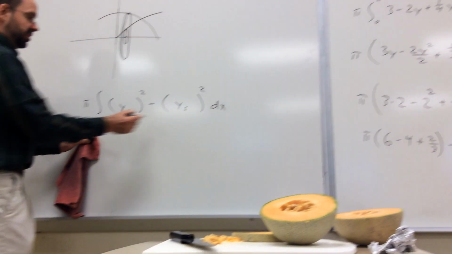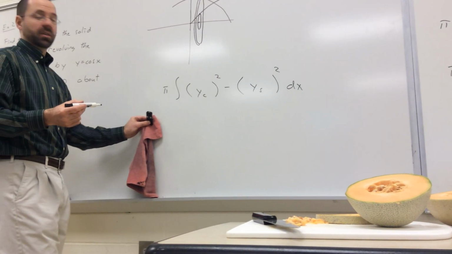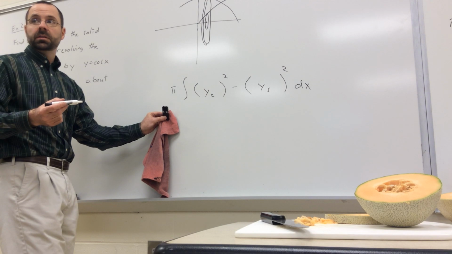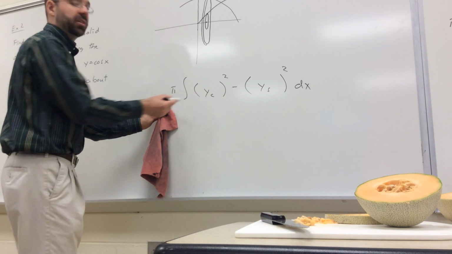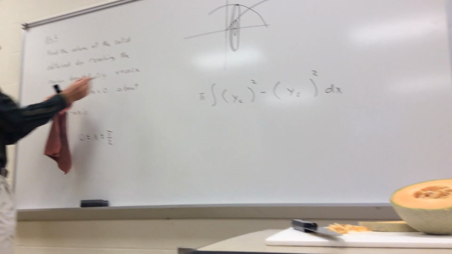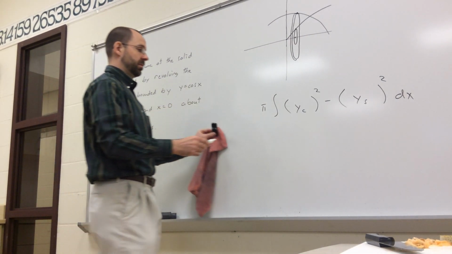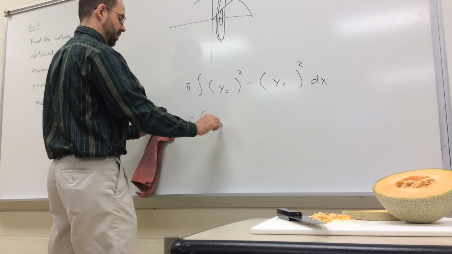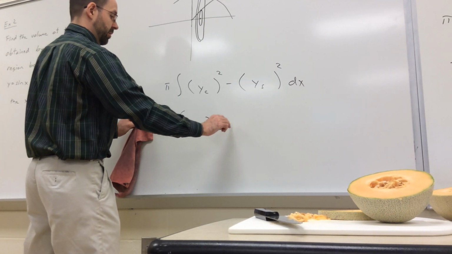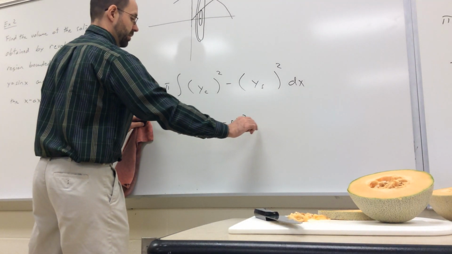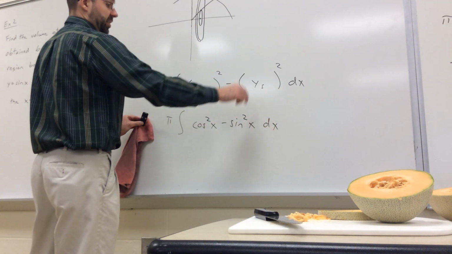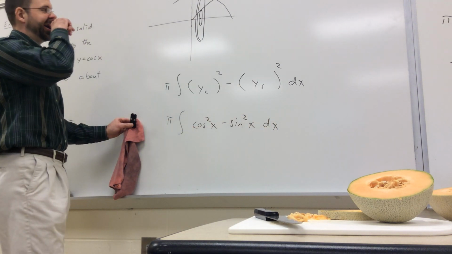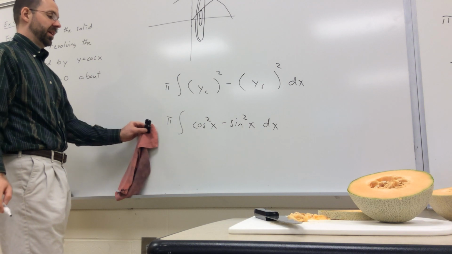Okay, so this is the y on cosine and this is the y on sine. Everybody okay with that? So the y value on cosine is obviously cosine of x, right? So that would be cosine squared minus sine squared. The y value on sine is sine of x. I didn't do my bounds, so I need to do that as well.